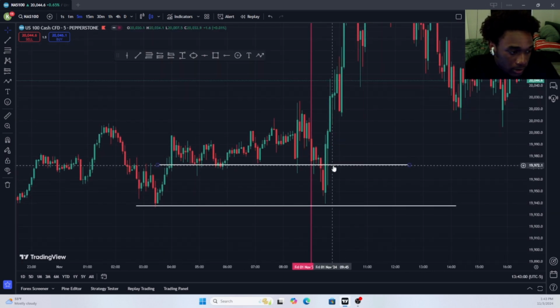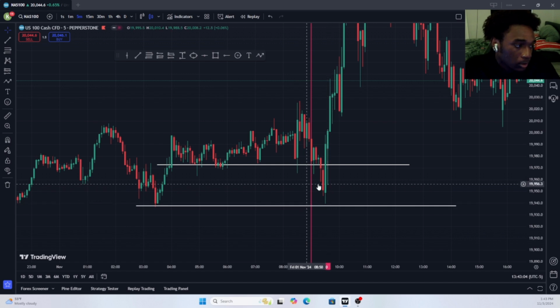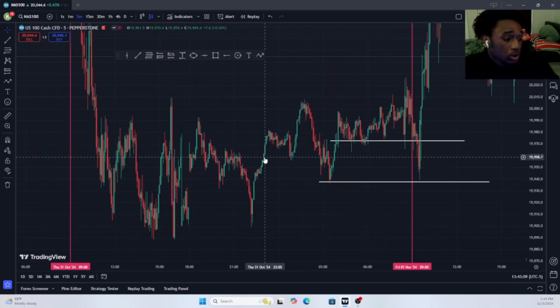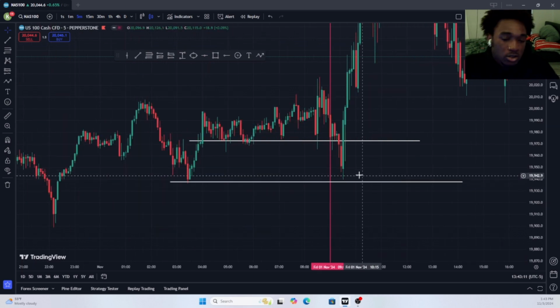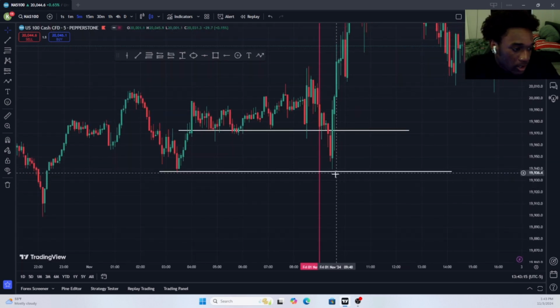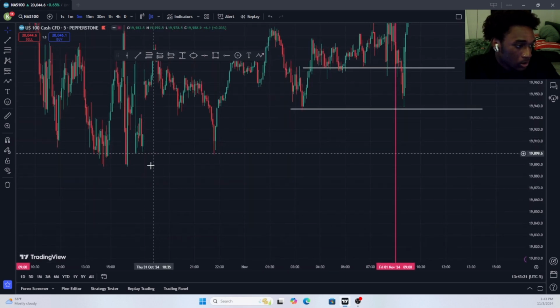So I'd want price to break this resistance zone, enter right here, and put my stop below this zone, or below the recent zone, right? Or if price somehow decides to just break this zone, then I would enter on the breakout of this zone, right? Put my stop above the recent zone, and I would just target one of these lows.